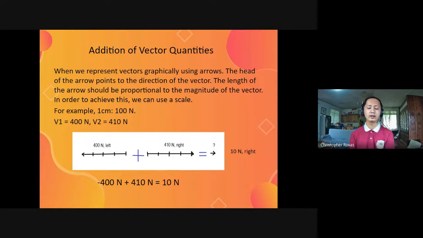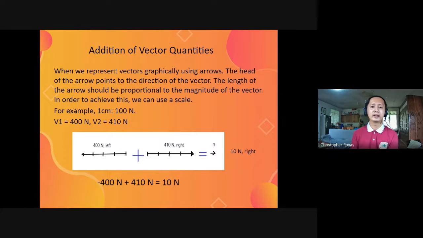So that's how you add two or more vector quantities. It becomes more complicated because vectors have directions. We cannot simply use algebra in adding them. We have to consider the direction.